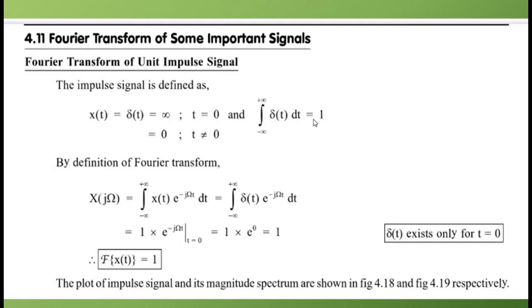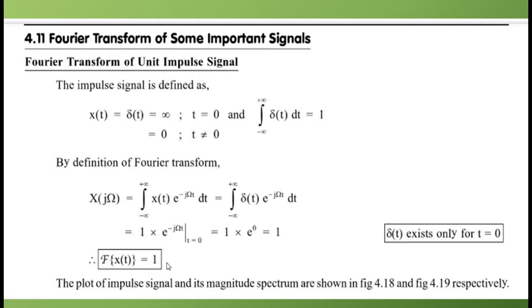Del of t dt extends to 1 for t equal to 0. So del of t value we have substituted as 1 for t equal to 0. E power minus j omega t remains the same. So now substituting t equal to 0 in e power, we will get e power 0. So 1 into e power 0 is 1, so the value is 1. So Fourier transform of a unit impulse signal is nothing but 1.